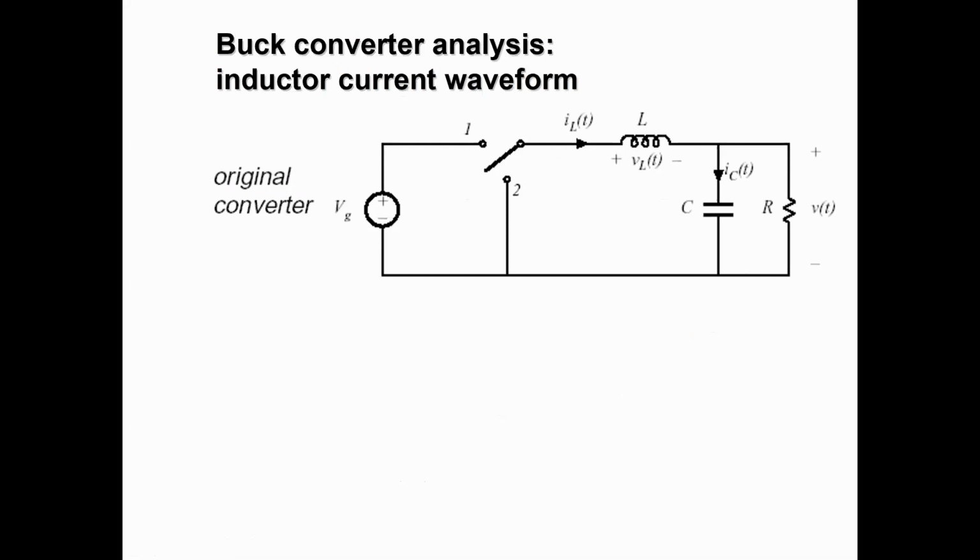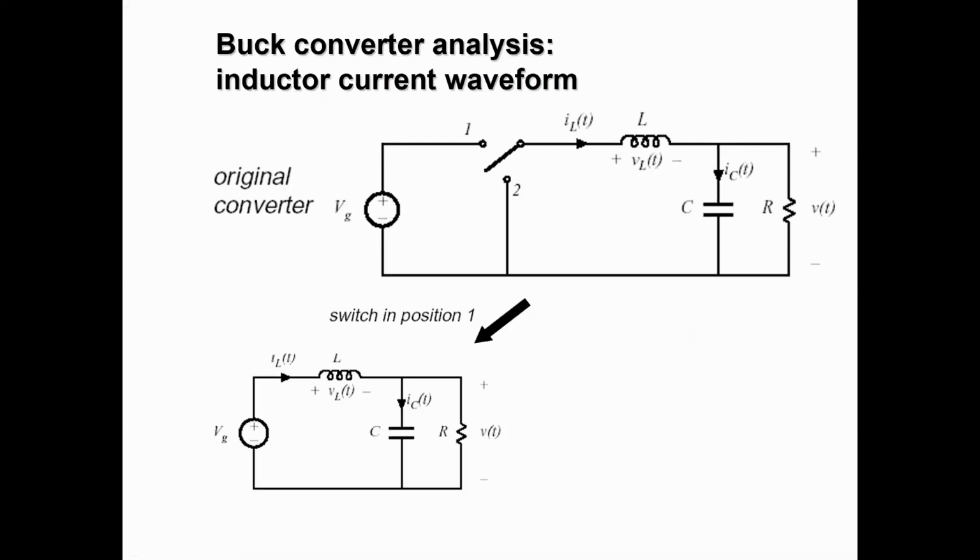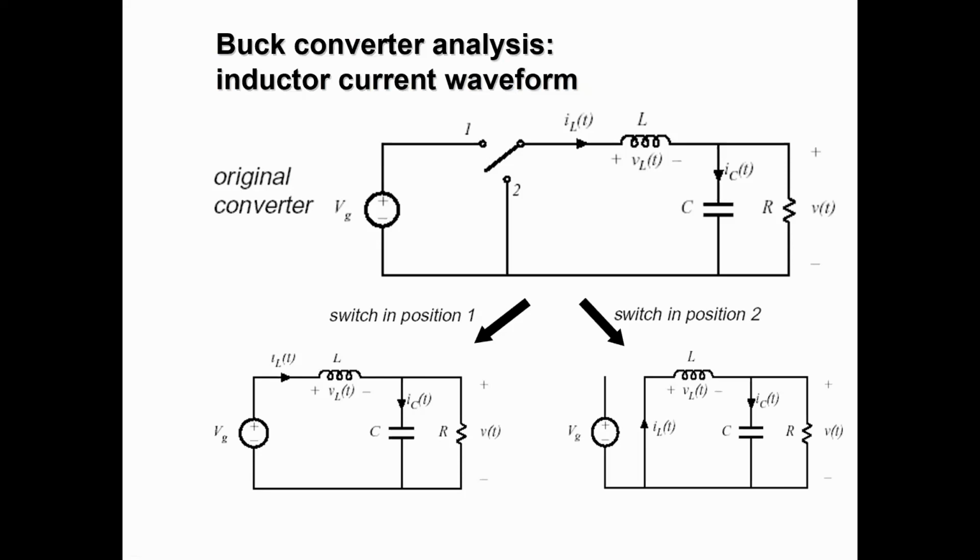Now, what is the analysis? How are the switches connected? What are their voltages? What are the inductor voltages? What are the capacitor currents? First of all, switch position 1. When the switch is connected at position 1, the inductor is connected to the source voltage and the capacitor current flows. So this type of circuit is formed. And when the switch is connected at position 2, the source voltage is disconnected from the load side, so this type of circuit is formed.